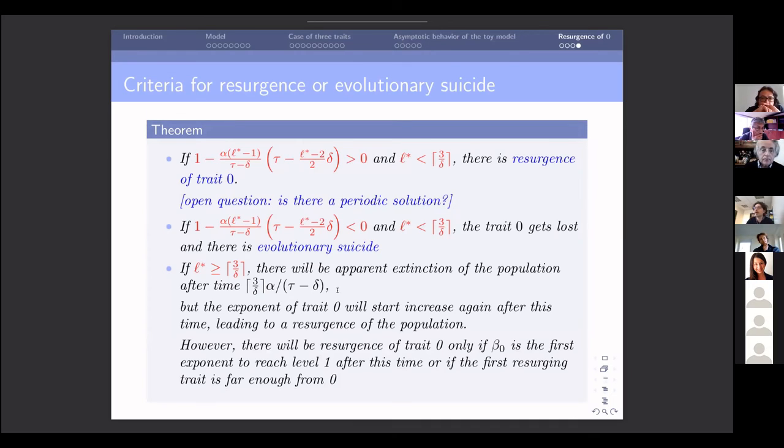So depending on the parameter values, either there is resurgence of trait zero at some time before extinction of the population, or there is evolutionary suicide, so extinction of the full population, or there are cases where we don't know exactly what happens, but at least we have two criteria that give us two interesting behaviors, so resurgence of trait zero or evolutionary suicide.